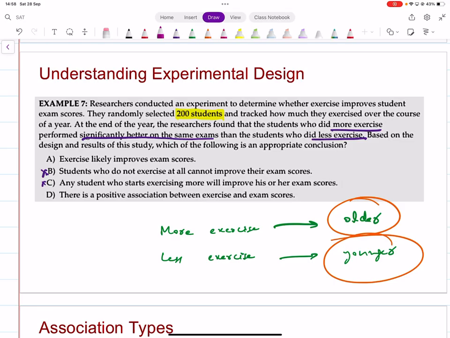We can just say there's a positive association between exercise and exam scores. They're positively correlated, but we can't say for sure exercise is causing better scores. Because in that case, we could also say the other way around. Better exam scores are causing exercise, causing more people to do exercise, right? How do we know for sure, right?